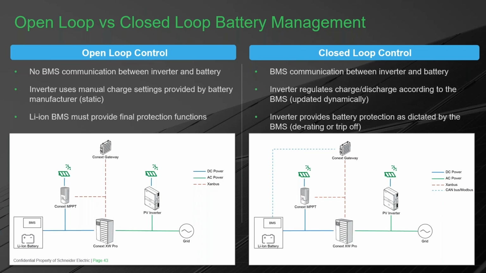On the right side, with the closed loop integration, now you see that the battery BMS has a communication cable between the BMS and the gateway. So what happens with the closed loop integration is that now the BMS tells the system what are my charging settings, what are my discharging settings. The battery now plays a role in managing what the system is doing.